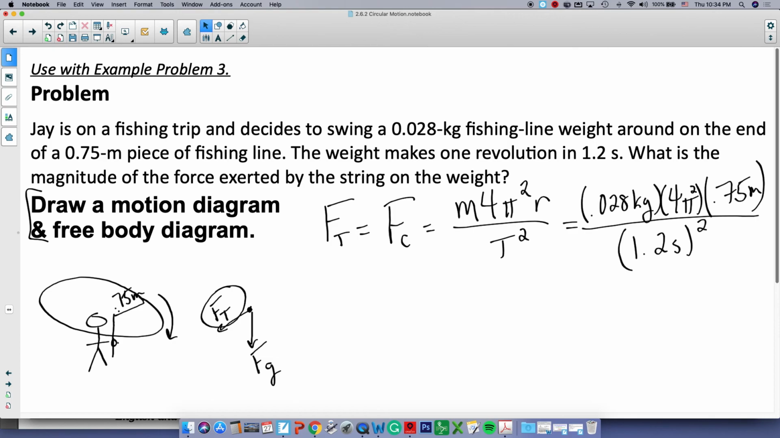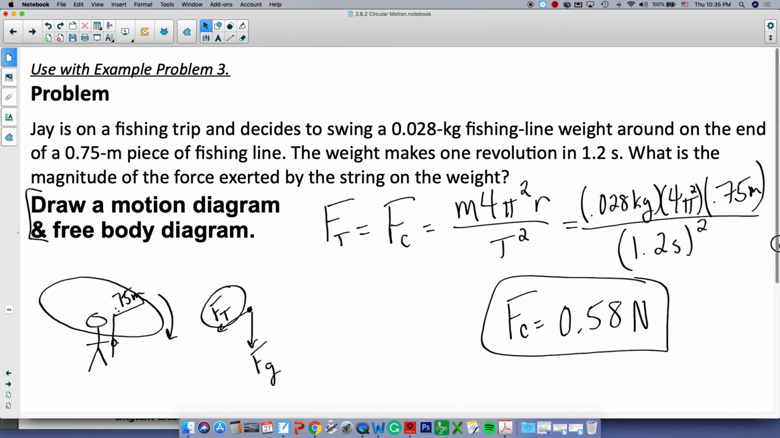Okay, let's plug it in, let's see what we get. So 0.028 times 4 times pi squared times 0.75, doing all that on the top, divided by 1.2 squared. I got 0.5757, so let's say 0.58. So my centripetal force is 0.58 newtons. So that is the centripetal force, that is tension. Okay? So hopefully those aren't too bad. You could be given a centripetal force, and then you have to find a period or find a radius or something like that. Okay?